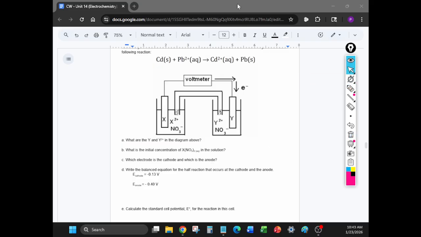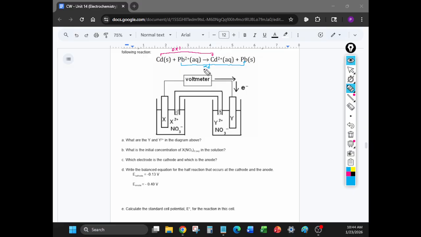So we need to figure out what is happening. First thing we're going to do is take a look at the reaction and figure out what is being oxidized and what is being reduced. So if you did not try this out, pause the video and see if you can figure that out at least. But if you have, you can see that Cd goes from 0 to 2+. It is becoming more positive. That means it is becoming oxidized. Which means that Pb, as it goes from 2+ to 0, is being reduced.